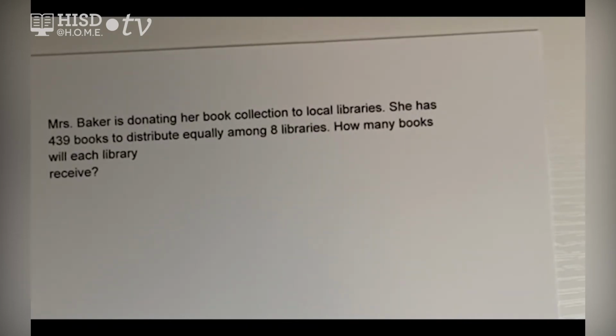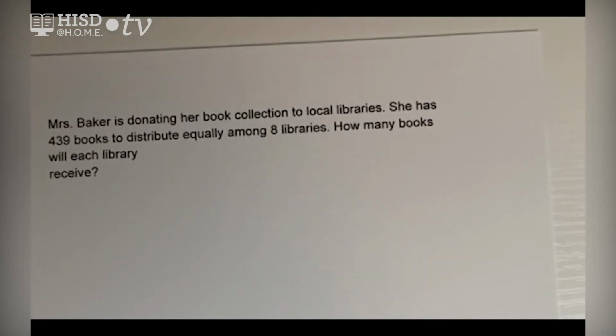Miss Baker is donating her book collection to local libraries. She has 439 books to distribute equally among 8 libraries. How many books will each library receive? All right, so just reading it the first time, we know that the question is about this teacher named Miss Baker, and she's donating some of her books to a library, and she just kind of wants to donate a certain number of books to libraries, and she wants to donate an equal number amount to each library so that it's not unfair.